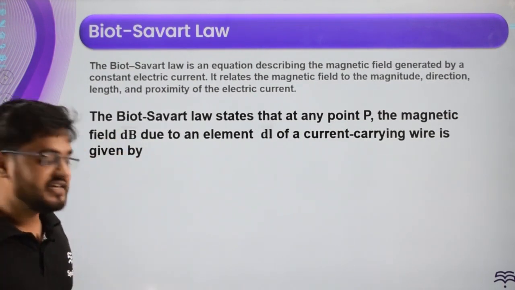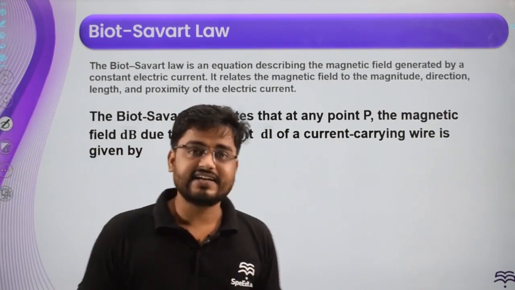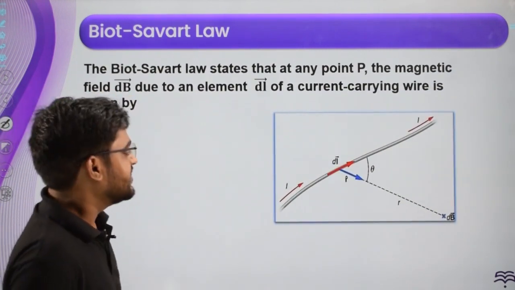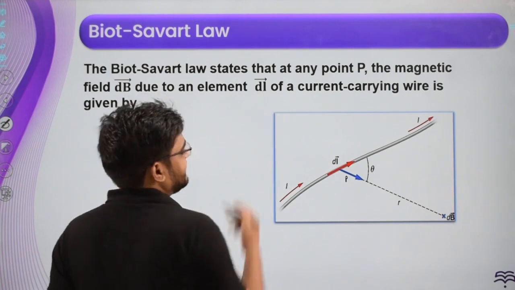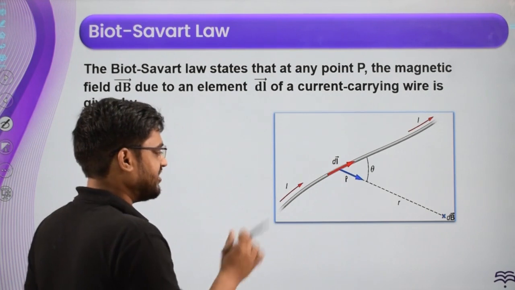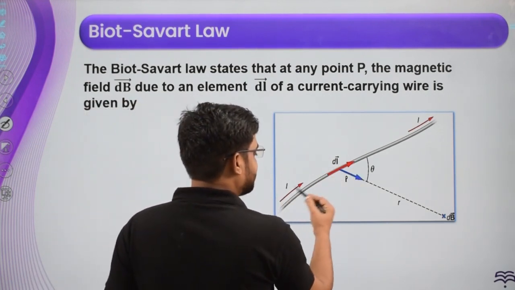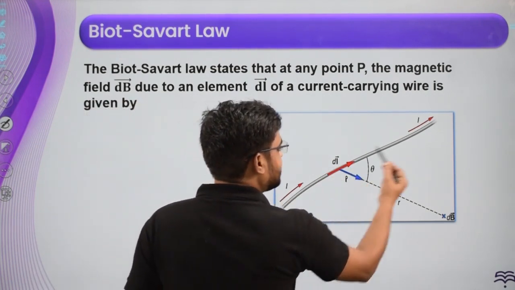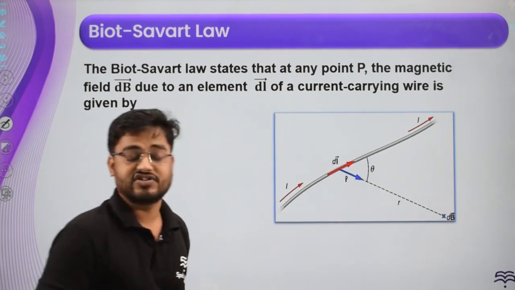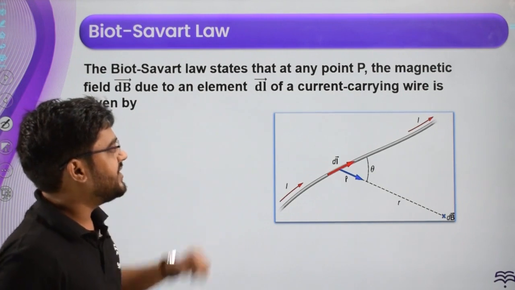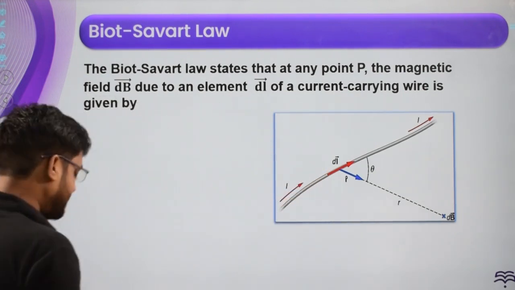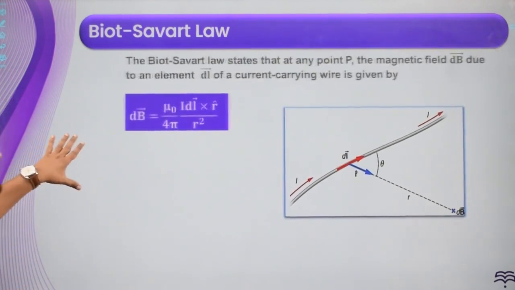Now this is the statement of Biot-Savart's law. It states that at any point P, the magnetic field dB due to an element dl, a very small element of very short length, has the direction same as the direction of current. So if in this wire the current is flowing in this direction, then dl will be taken in this direction. Due to this dl element carrying current I, the magnetic field is given by this.